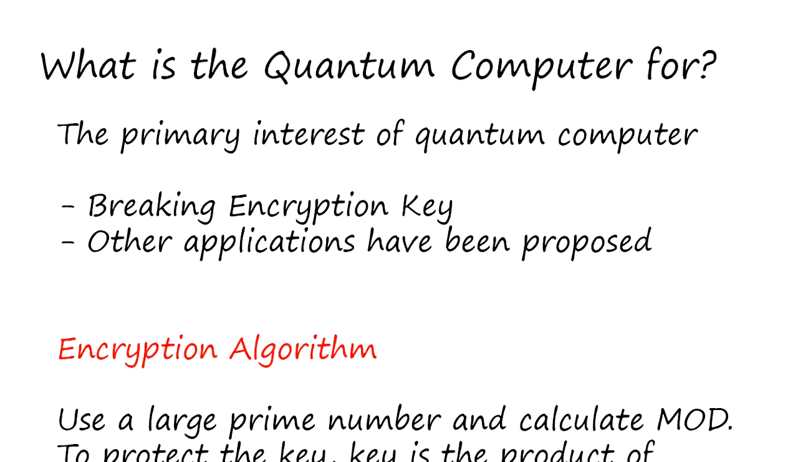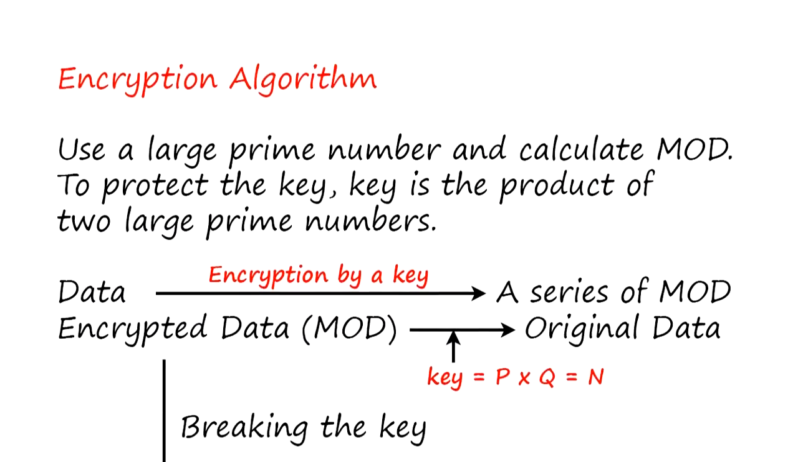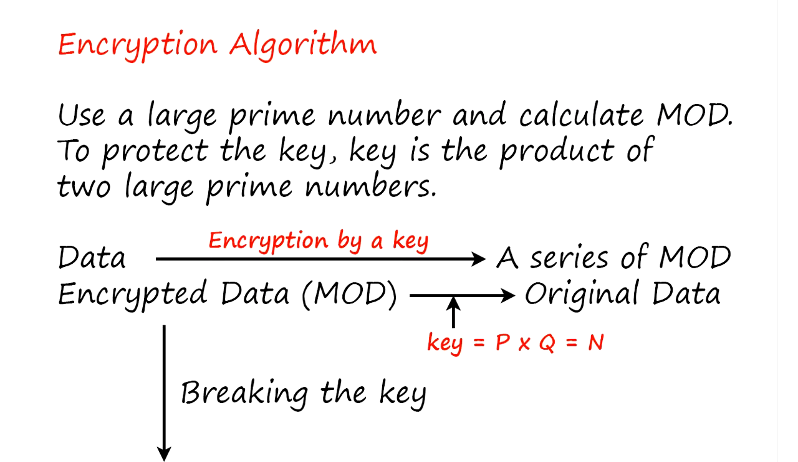Now, let's look at how the encryption key is generated in secured communication on the internet. Encryption algorithms usually use large prime numbers. Prime numbers are like 2, 3, 5, 7, 11, 17, and so on. So, numbers that you cannot divide.